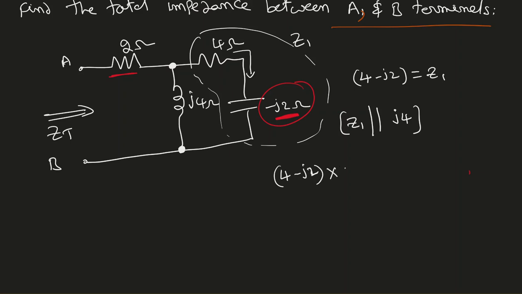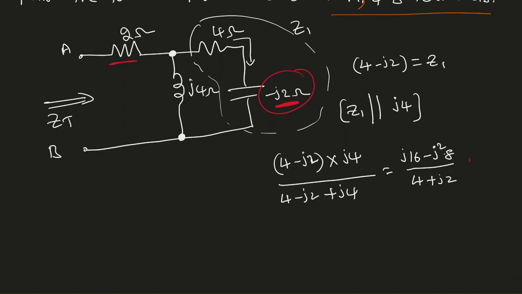So you need to do it as R1 times R2 over R1 plus R2. Same thing: Z1 times Z2 over Z1 plus Z2. So (4 minus J2) times J4 over 4 minus J2 plus J4. Here I'm going to multiply the numerator. It's going to be J16 minus J square 8, divided by 4 plus J2.